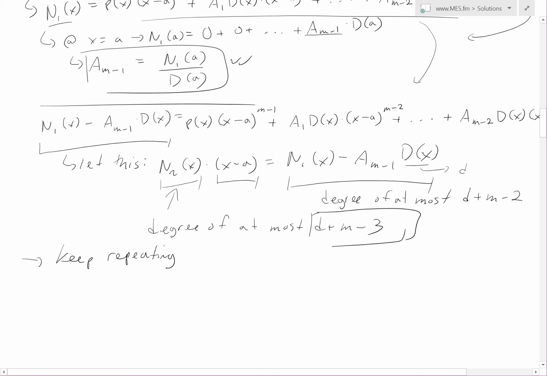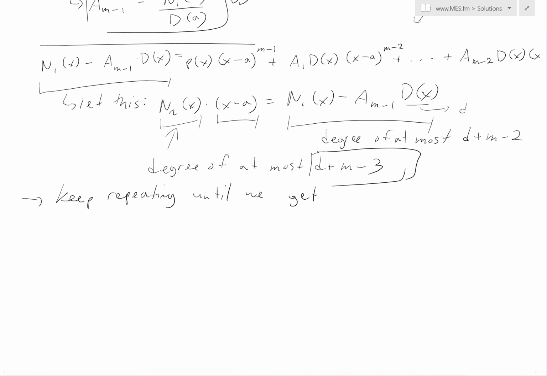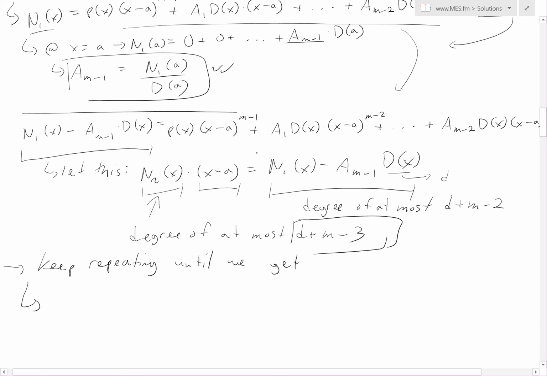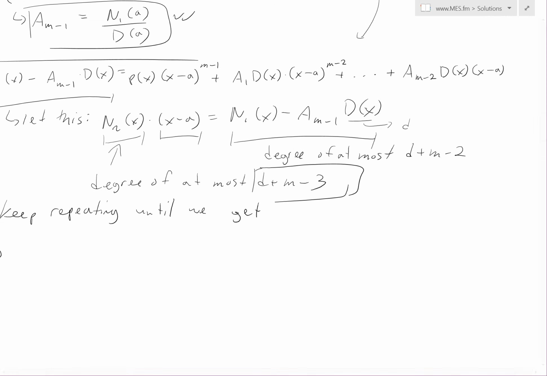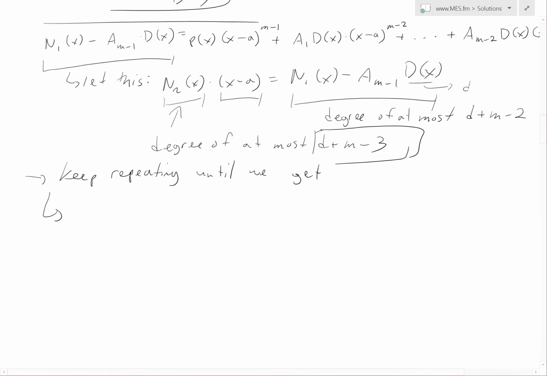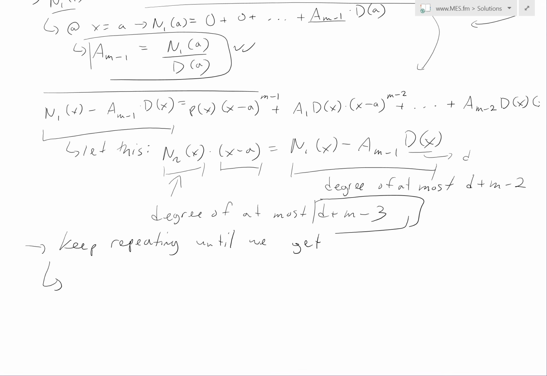So keep repeating until we get the final part where it's equal to... Yeah, and by keep repeating, I mean then we're gonna have to divide everything by x minus a again. And in this case, we've just shown that there's an n2 of x. And then we keep doing this, we will eventually get, let's go up to n of m minus 1.